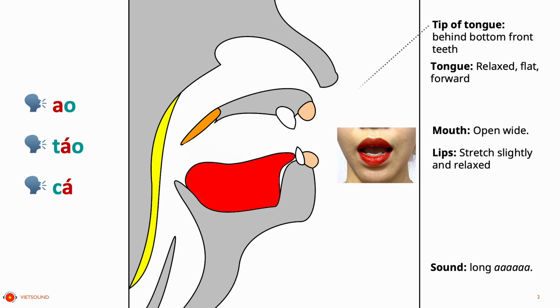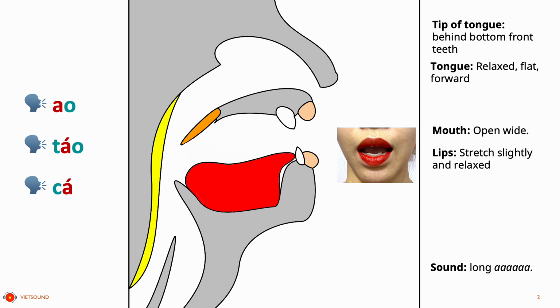First, the tip of your tongue is placed right behind the bottom front teeth. Your tongue should be relaxed, flat, and put a little bit forward. Now let's talk about the mouth shape. Open your mouth wide. Stretch your lips slightly and keep them relaxed.